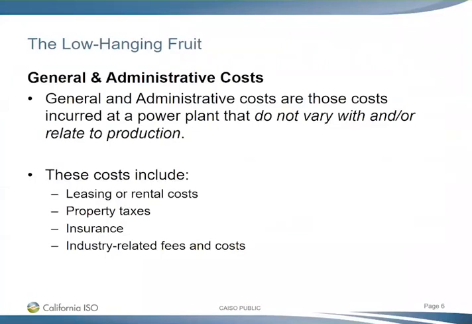So I'd like to begin with the low-hanging fruit here. These are the ones that are relatively clear-cut and can be dispensed with early on, so we can focus on the sticking points. The first is general and administrative costs. These are costs that are incurred at a plant that do not vary or relate to production. So these types of things are leasing costs, taxes, insurance, and industry-related fees and costs.